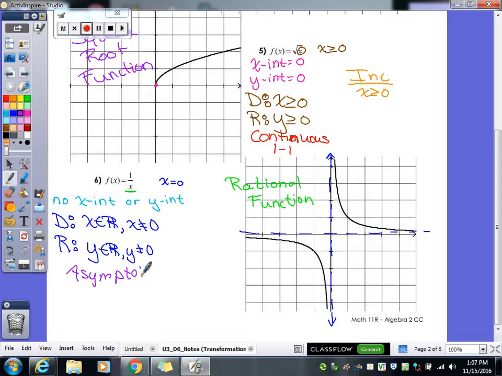So this graph has asymptotes. It's got two of them, a vertical and a horizontal. So it's got a horizontal asymptote, that's my HA, at y equals 0. Vertical one at x equals 0. You've only learned how to calculate the vertical algebraically. You'll learn how to calculate the horizontal in pre-calculus algebraically, not here.